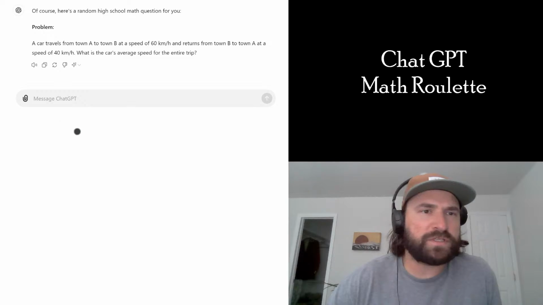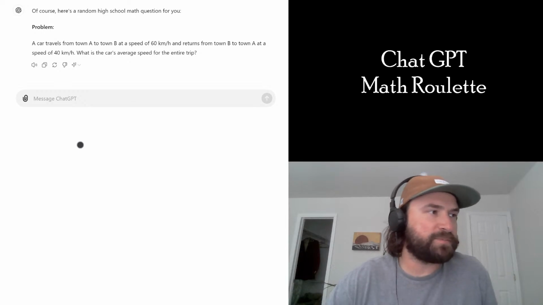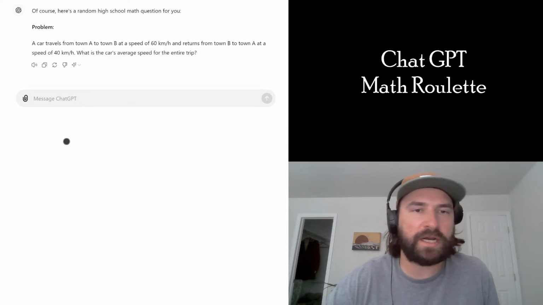All right, let's solve this little word problem. We got a car that travels from town A to town B at a speed of 60 kilometers per hour and returns from town B to town A at a speed of 40 kilometers per hour. What is the car's average speed for the entire trip?